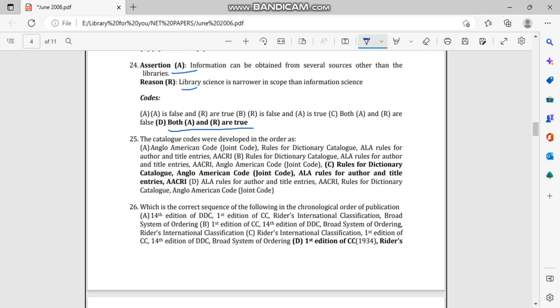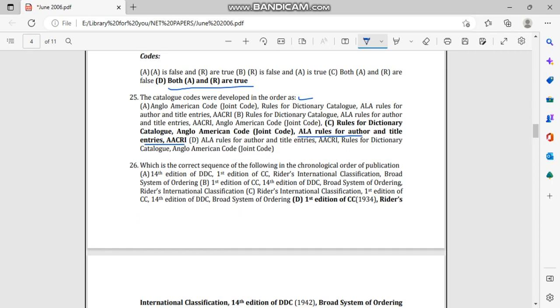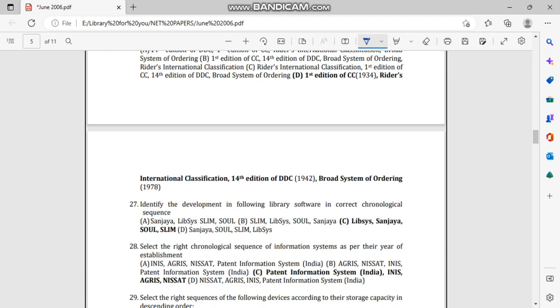The catalog codes were developed in the order as: first, rules for dictionary catalog, then Anglo-American catalog, then ALA rules for author and title entries, and last AACR I. Which is the correct sequence of the following in the chronological order of publication? That is, first CC in 1934, then Rider's International Classification in 1942, then Broad System of Ordering in 1978.